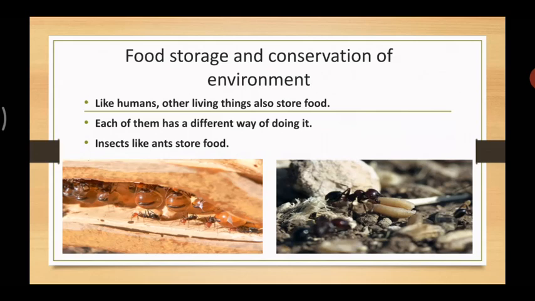The next is food storage and conservation of environment. Students, as you know, we all have to store food at homes, shops, godowns, etc. There are different places. Like humans, other living things also store food, and each of them has a different way of doing it. As you can see in the picture, ants are always busy collecting the food and storing. You must have seen in your house also, if there is anything fallen on the floor, they are always busy carrying their food and storing.